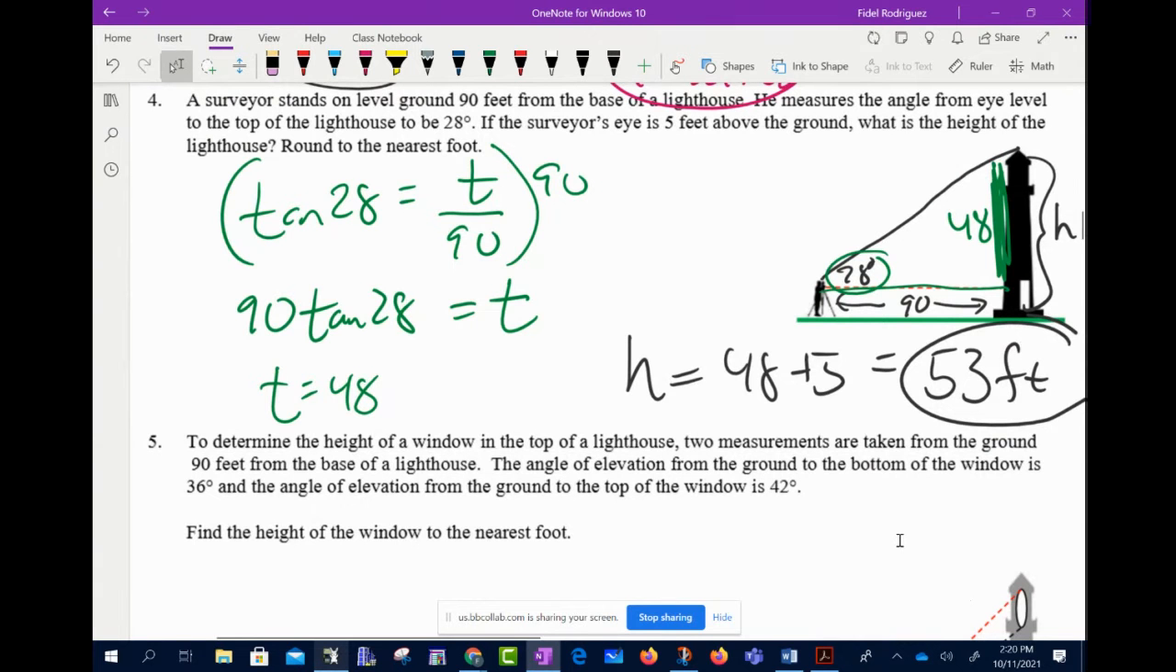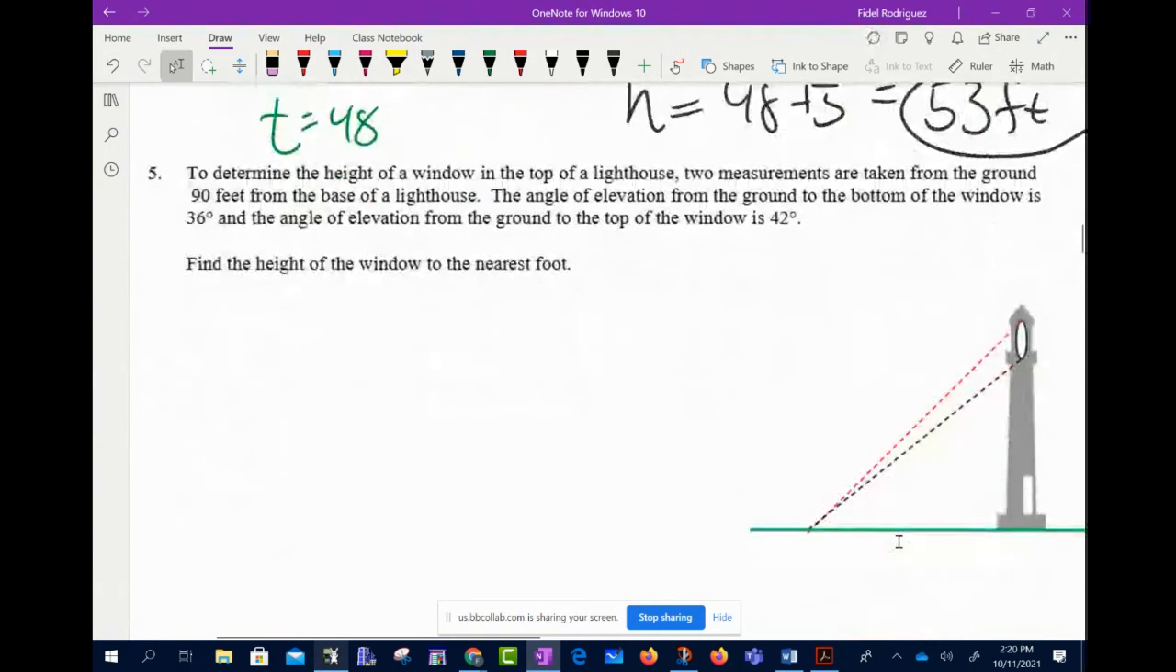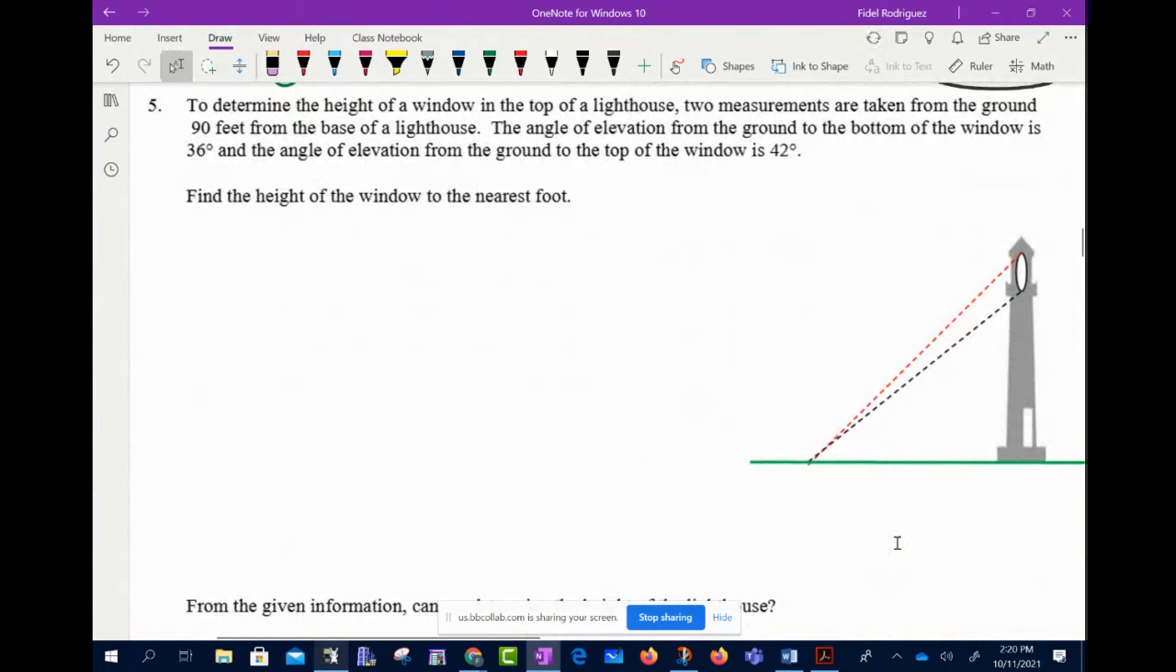All right, all right. Let's take a look at another one similar. Let's see what we got. It says, to determine the height of a window in the top of the lighthouse, 2 measurements are taken from the ground, 90 feet from the base of the lighthouse. Okay, so first thing I know is this piece right here is 90 feet. The angle of elevation from the ground to the bottom of the window is 36 degrees.